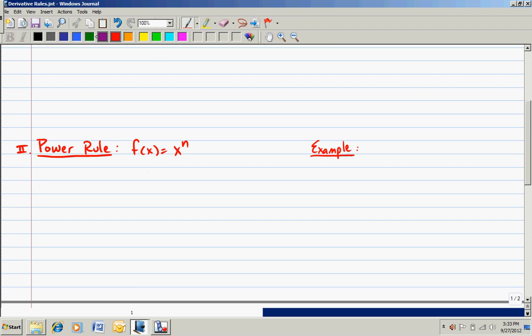We can go to the next rule, which is known as the power rule. If I have f of x equals x to the n, x to some variable, the power rule says that the derivative of that is simply n times x to the n minus 1. Now let's look at a few examples.